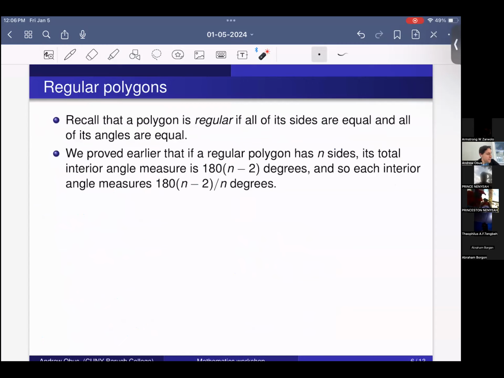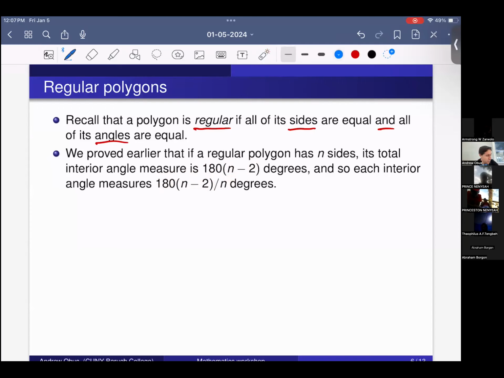We mentioned last time that a polygon is regular. This means that all of its sides are equal and all of its angles are equal. That's what makes it a regular polygon. And we proved earlier, for any polygon, that if a polygon has n sides, then its total interior angle measure is 180 times n minus 2 degrees. Since you've got n different angles and they're all equal, each interior angle is going to measure 180 times n minus 2, that's the total angle measure, divided by n degrees.